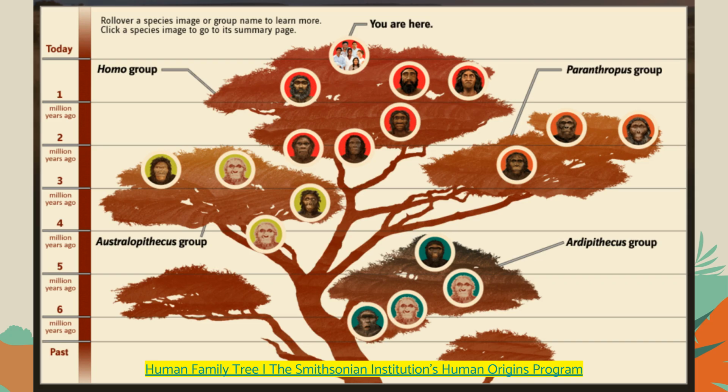This diagram shows the human family tree over millions of years. It highlights several hominin groups, including Ardipithecus, Australopithecus, Paranthropus, and the Homo group. These groups did not evolve one after another in a straight line. Instead, many species existed at the same time. Some branches ended in extinction, while one branch eventually led to modern humans.